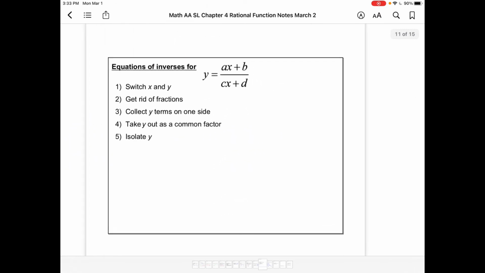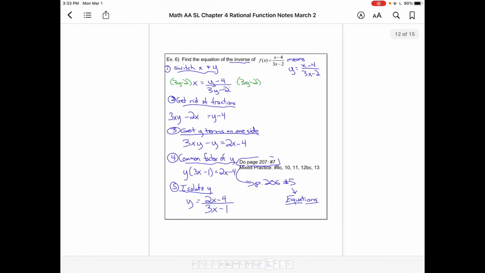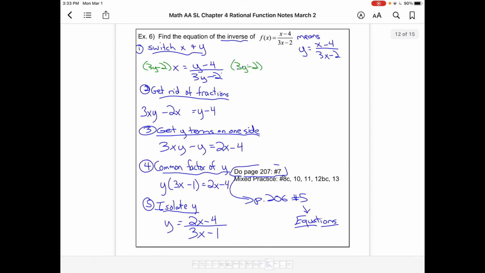After that, we looked at finding the equations of inverses, which had its own little trick. Of course, for an inverse, you switch x and y, then we'll get rid of fractions. And the trick was to collect our y terms on one side, take out y as a common factor, and isolate y. So here's an example of that. We switched x and y, we multiplied by the common denominator, that's in green, and then we got our y terms on one side and took out a common factor of y.